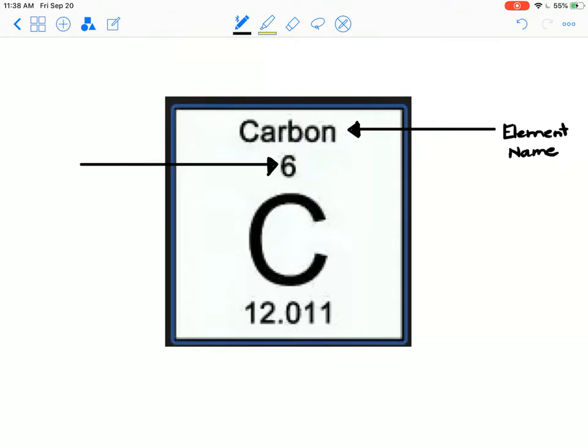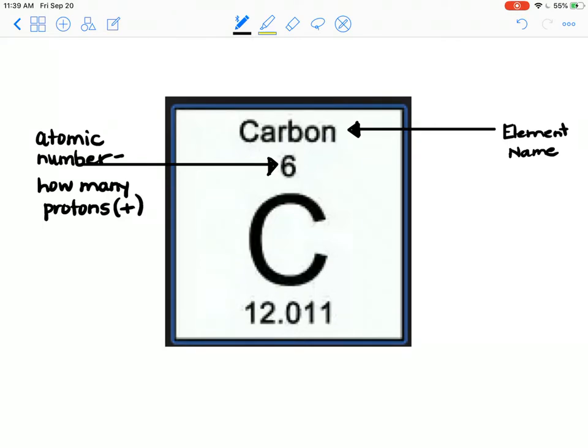And then we have this thing, which is called the atomic number. And not all periodic tables are the same. Some of them will put the atomic number up here. It just depends on your particular table. But the atomic number tells me how many protons. And remember, every time I write proton, I write plus to remind me of what that means.